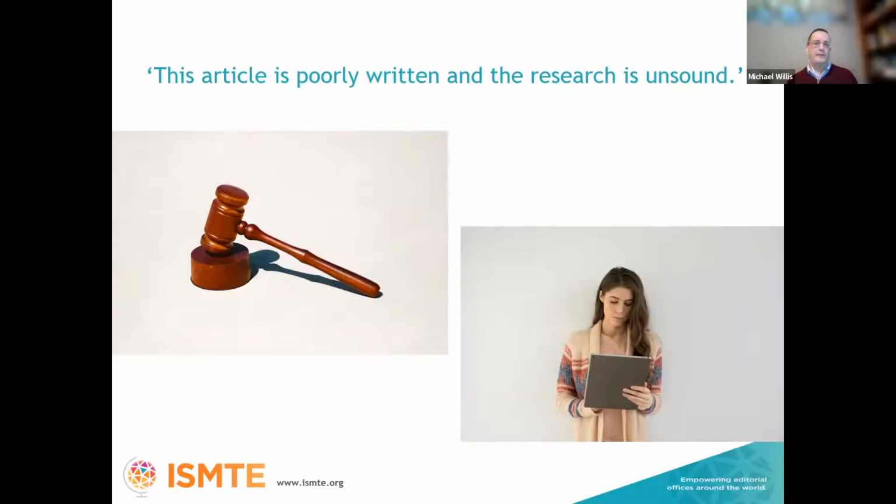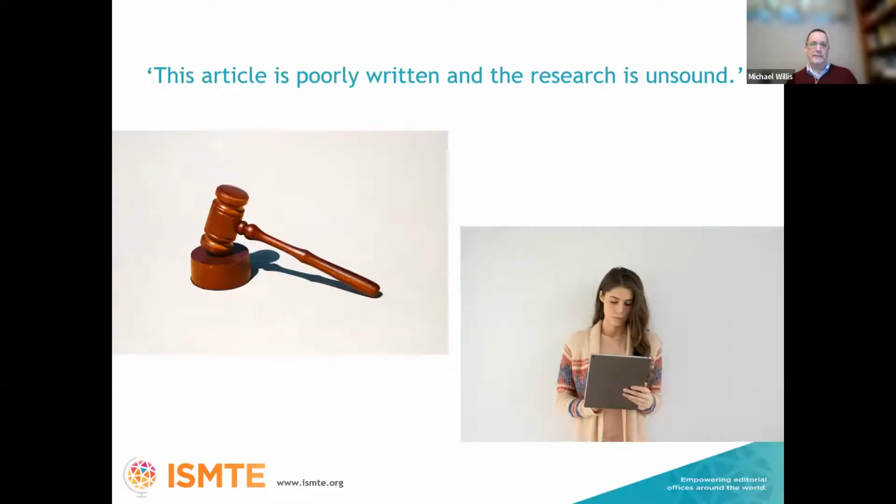Here's an example of a quotation when it comes to peer review. So here's a, I just made this up, a peer review report that you get back. This article is poorly written and the research is unsound. Now, I wrote that deliberately as a very reductionistic review comment, if you like, about an article. It's minimal, it's concise, it's terse, and I think it conveys the point that the reviewer didn't like the article very much. Now, for an author, that would be next to useless.